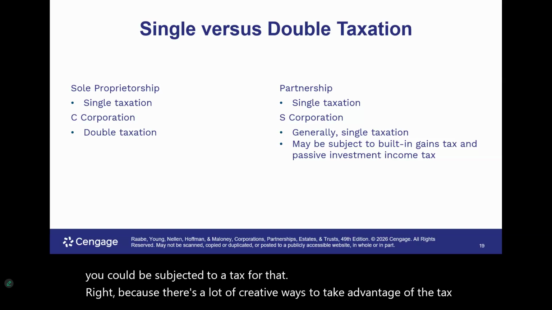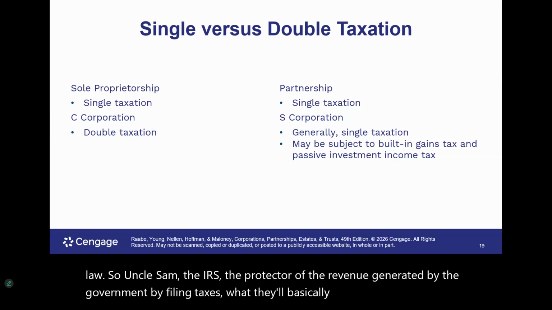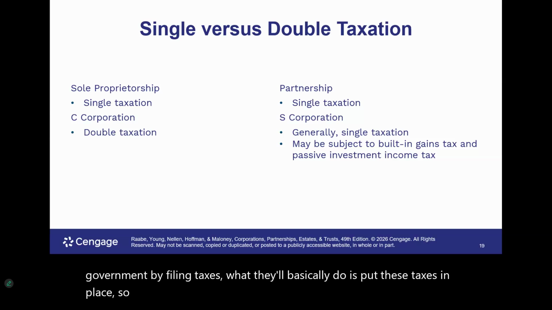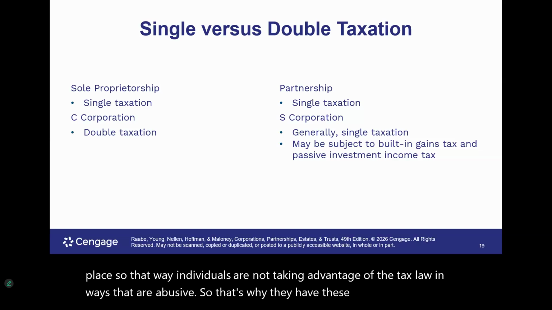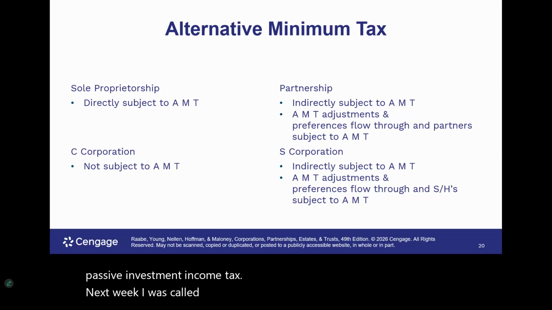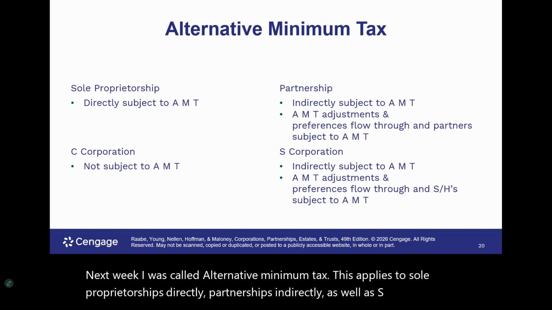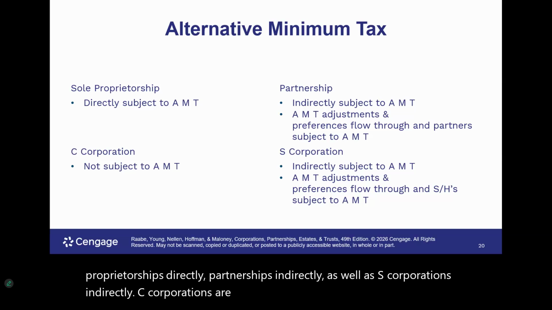So Uncle Sam, the IRS, the protector of the revenue generated by the government by filing taxes, what they'll basically do is put these taxes in place so that way individuals are not taking advantage of the tax law in ways that are abusive. So that's why they have these built-in gains tax and passive investment income tax. Next, we have what's called alternative minimum tax. This applies to sole proprietorships directly, partnerships indirectly, as well as S corporations indirectly. C corporations are not subjected to AMT.